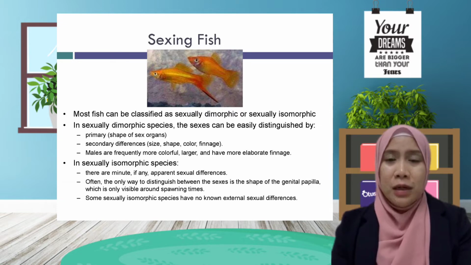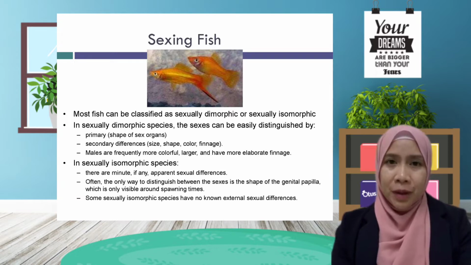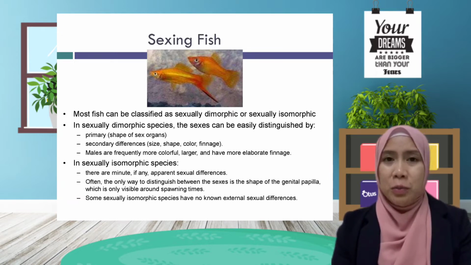In sexually isomorphic species, there are minute, if any, apparent sexual differences. Often, the only way to distinguish between the sexes is the shape of the genital papilla, which is only visible around spawning times. Some sexually isomorphic species have no known external sexual differences.